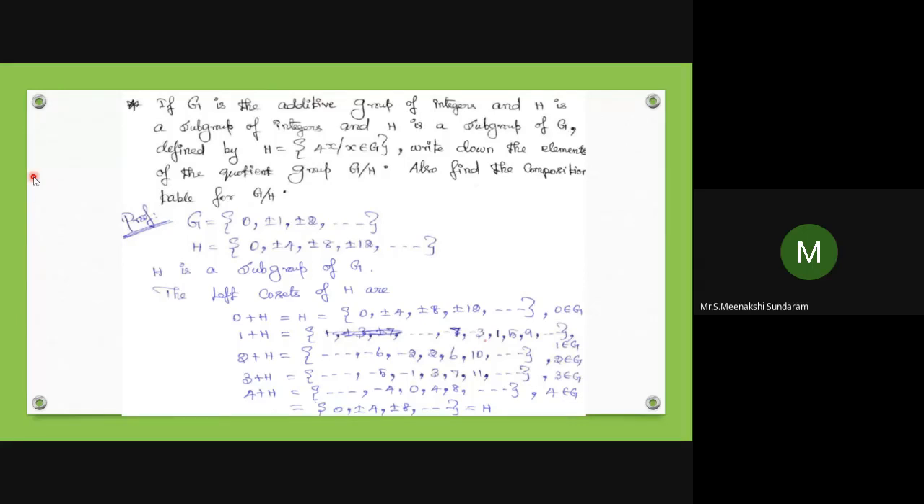Choose the left cosets of H in G, we have to add each element. Once you add 0, you get the same H. When you add 1, you get the values -7, -3, 1, 5, 9, etc. Similarly, add 2, then -6, -2, 2, 6, 10. Adding 3 plus h, 4 plus h, the same answers come again.